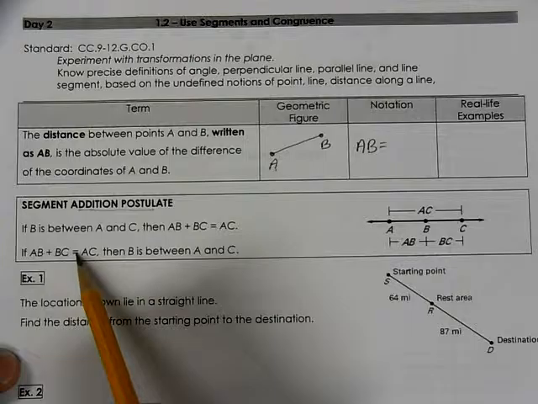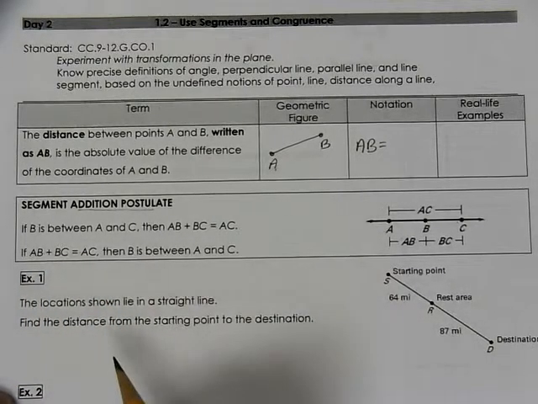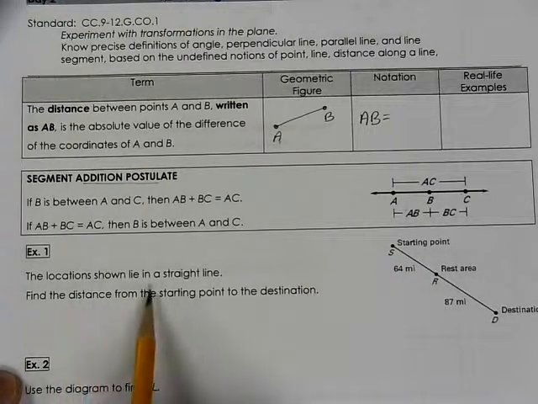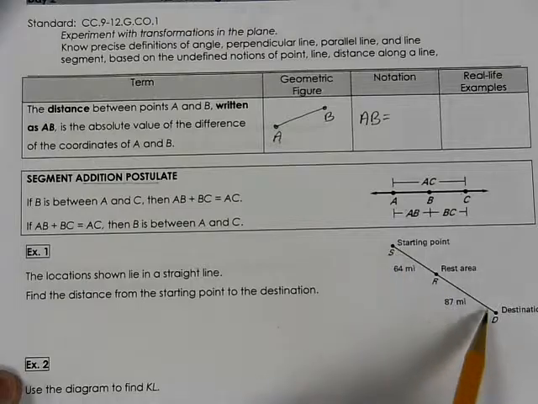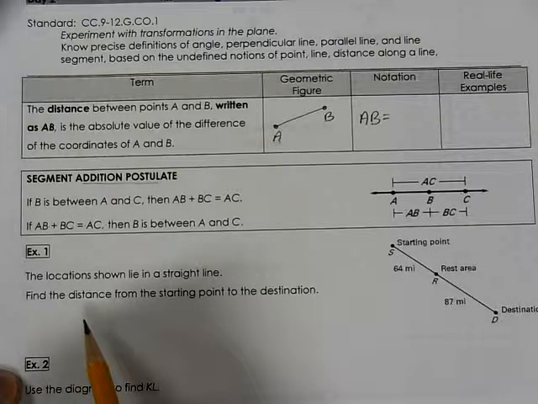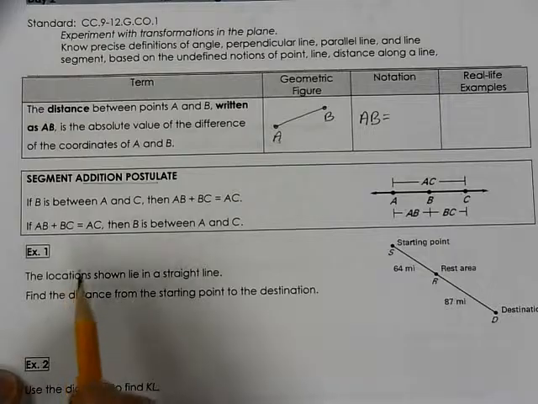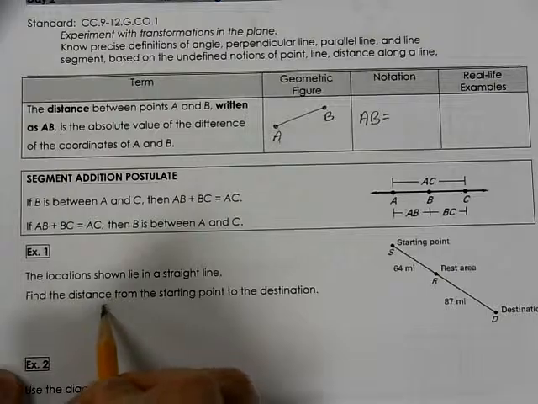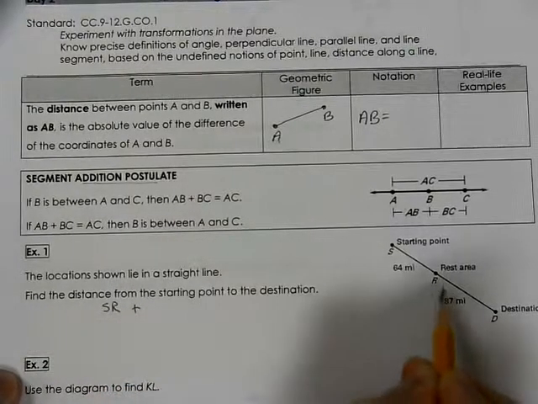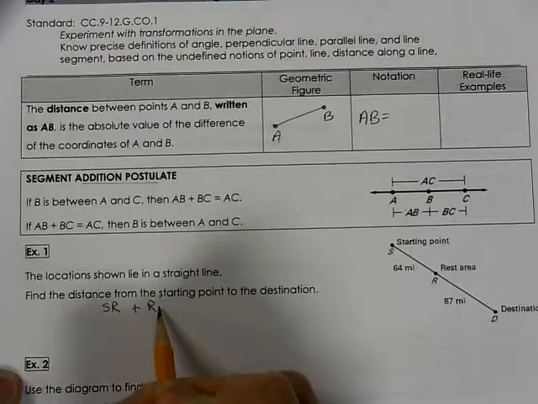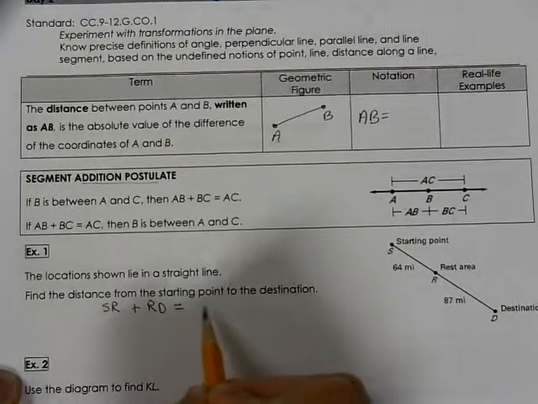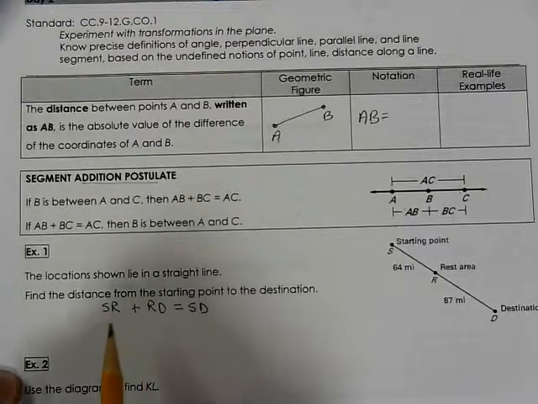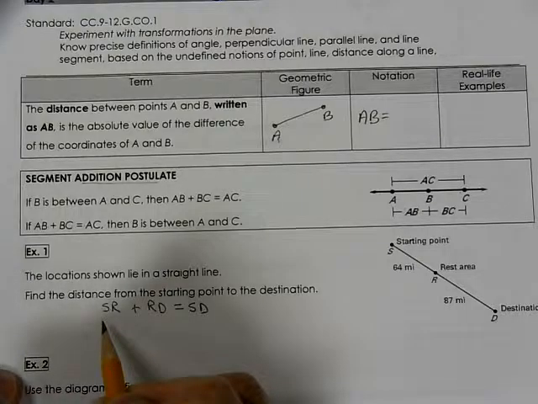So AC is made up of two small pieces. So in this case, we're going to look at the value from the beginning starting point to the destination. If we first look at it from the segment addition postulate, we would say that the first step was SR plus the second one was RD, and that should equal SD. We don't put bars above those letters because these are value numbers that go in for each one.